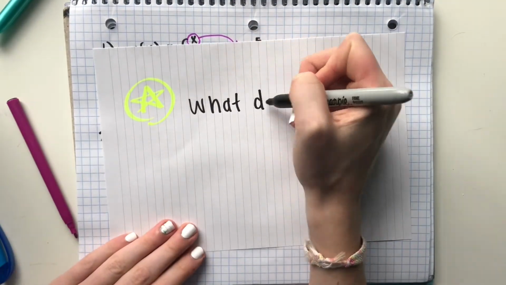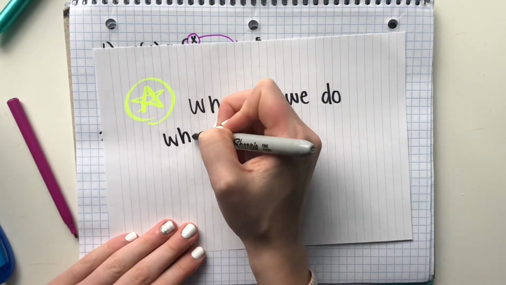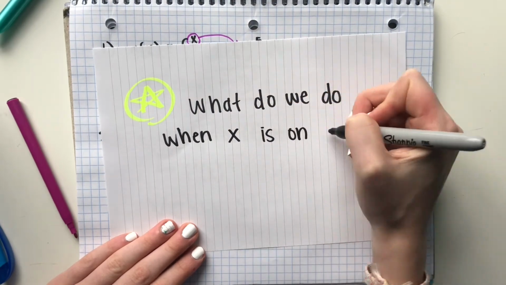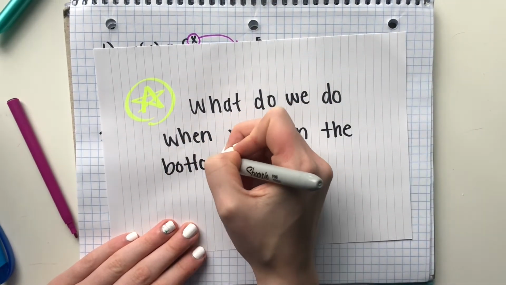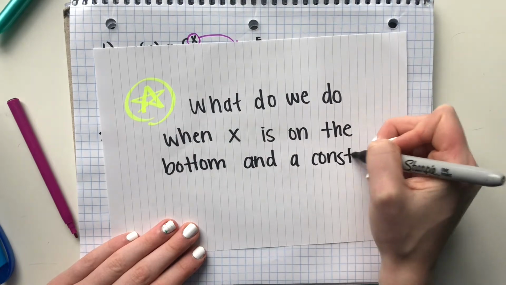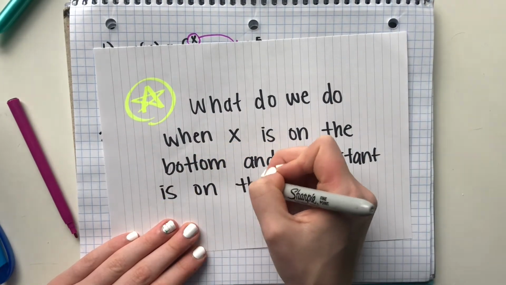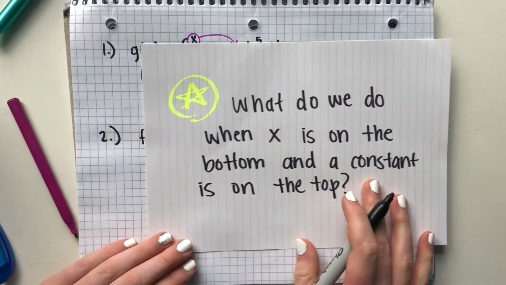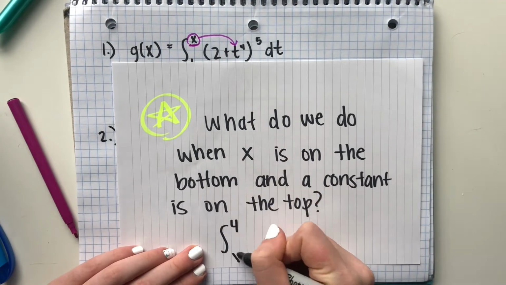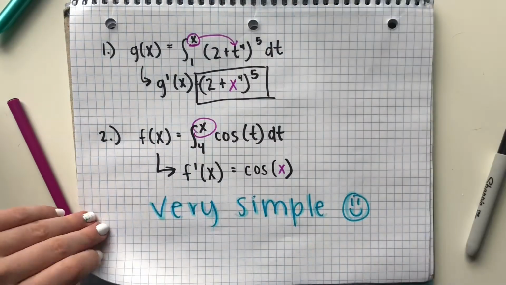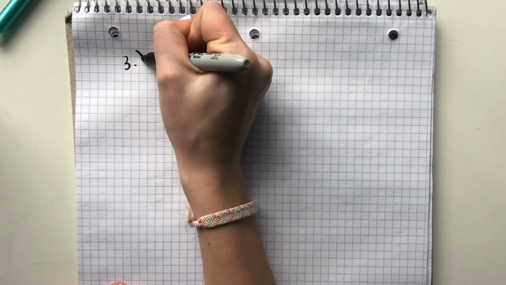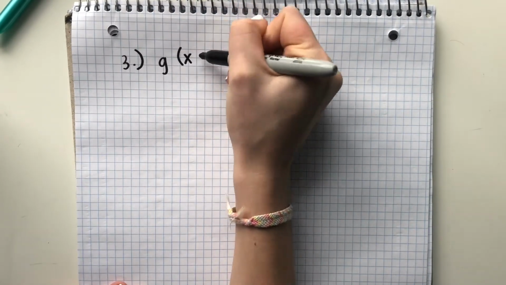Easy. But what are we going to do if the x is on the bottom and we have a constant, or a number, on the top? What is that going to look like? That is going to be just like that, x on the bottom, 4 on the top. So let's do a few examples of those.